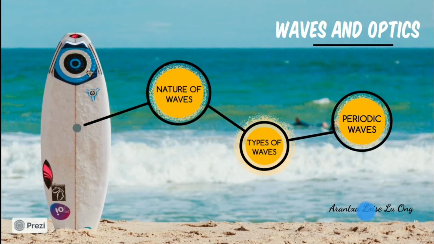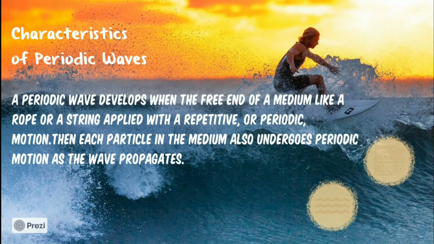Now that you have watched the short clip, let us now proceed to our third and last topic, which is periodic waves. Okay, a periodic wave develops when the free end of a medium like a rope or a string is applied with a repetitive or periodic motion, then each particle in the medium also undergoes periodic motion as the wave propagates.